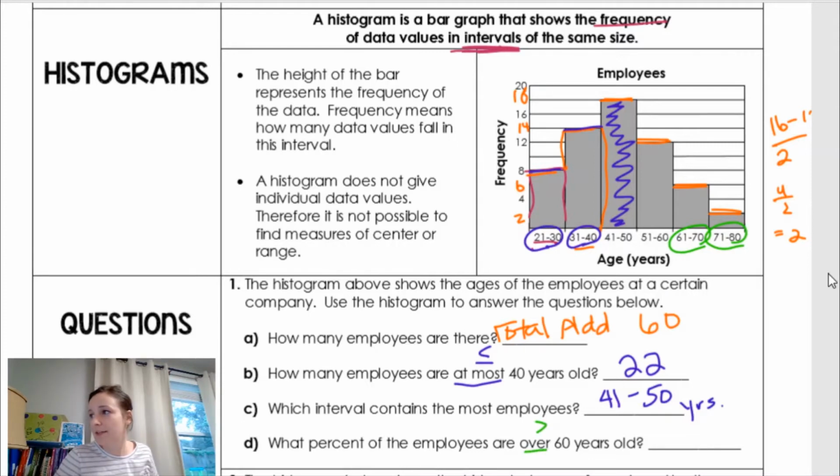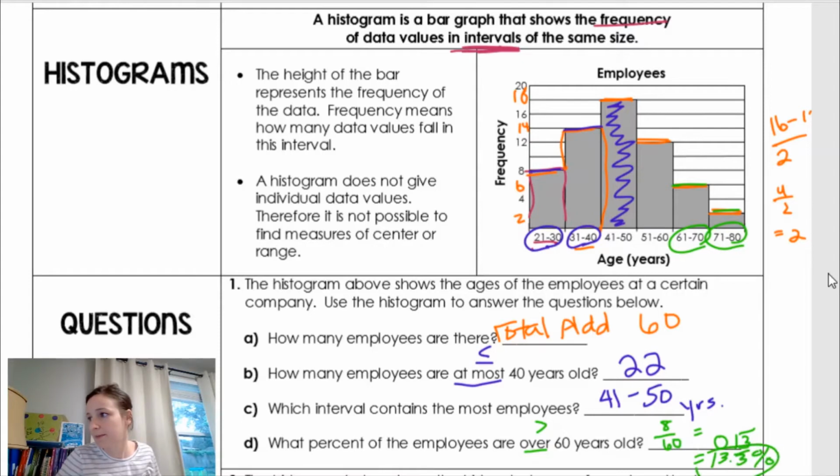Okay, so to find this percent, let's first find how many are. So we have 6 that are 61 through 70 and 2 that are 71 through 80. So that gives me a total of 8. So 8 out of 60, which then I could divide to come up with a decimal. Right? 8 divided by 60 is going to be 0.13 bar. And then to go from a decimal to a percent, remember you need to multiply by 100. So this is going to be 13.3 bar percent here.